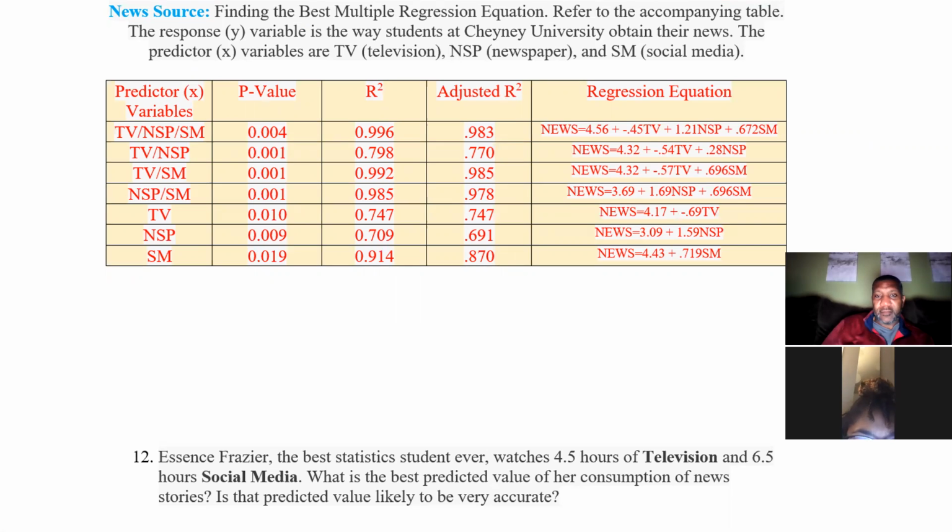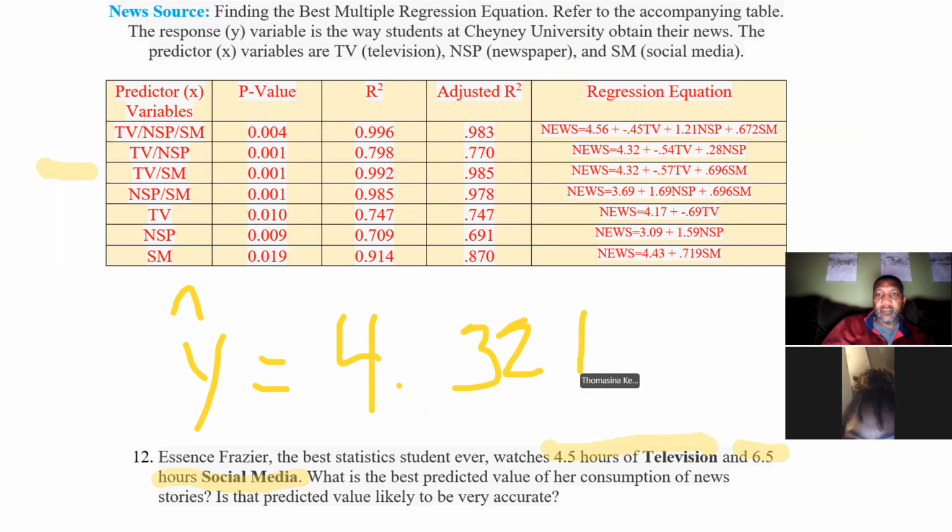Okay, so first you look at the chart and look at, hold on, I'm going to highlight it so you know where I'm going with this. She watches 4.5 hours of television and 6.5 hours of social media. So you will plug that into this equation. And hold on. When you do that, you get 4.32 plus next point.